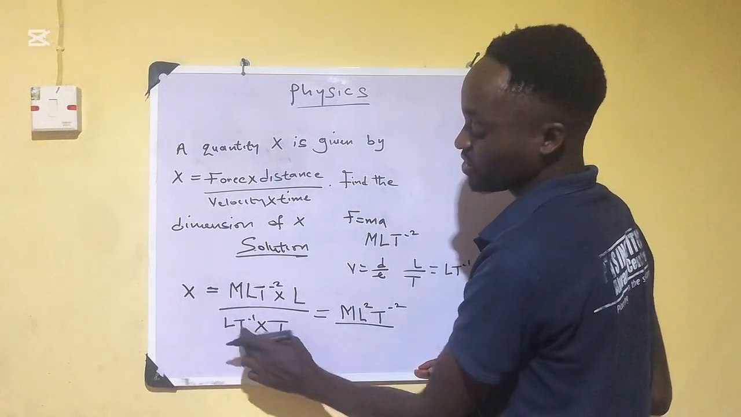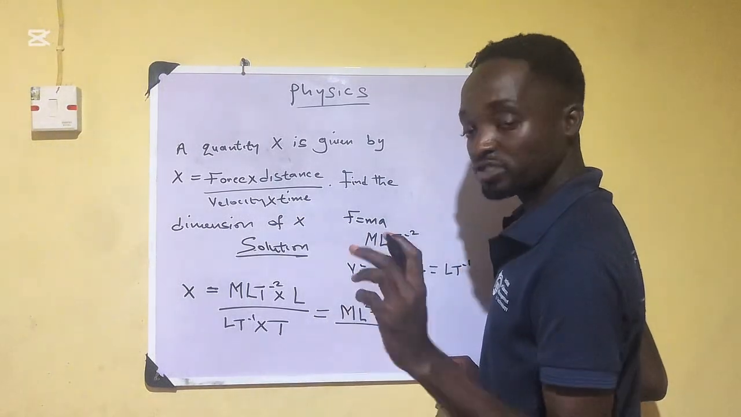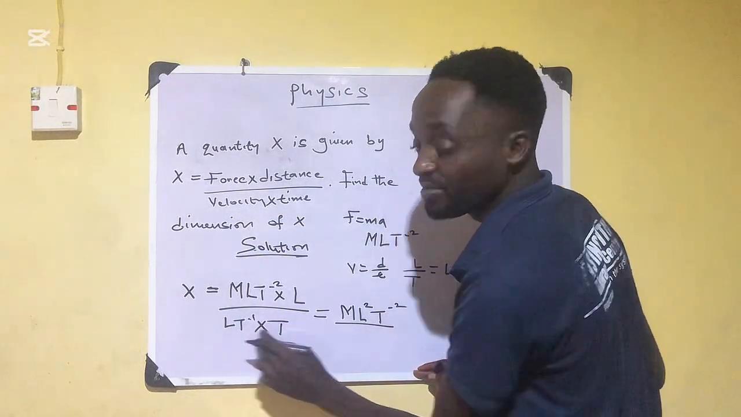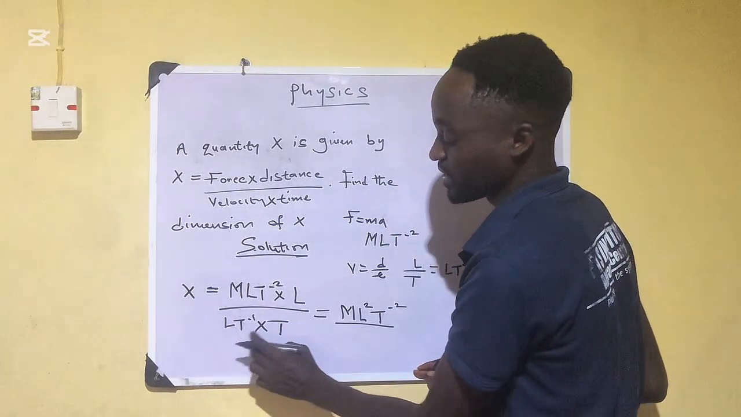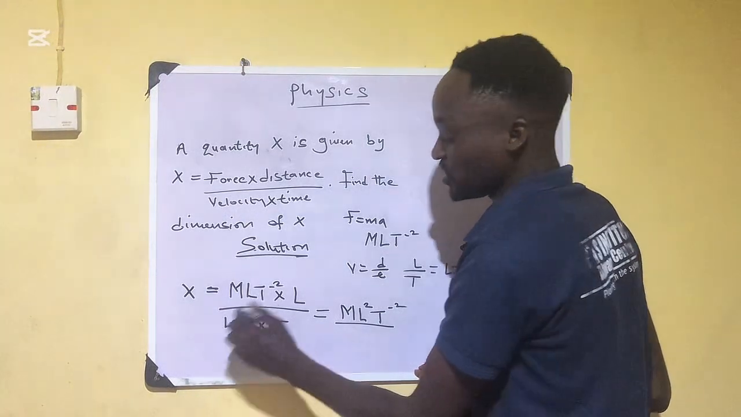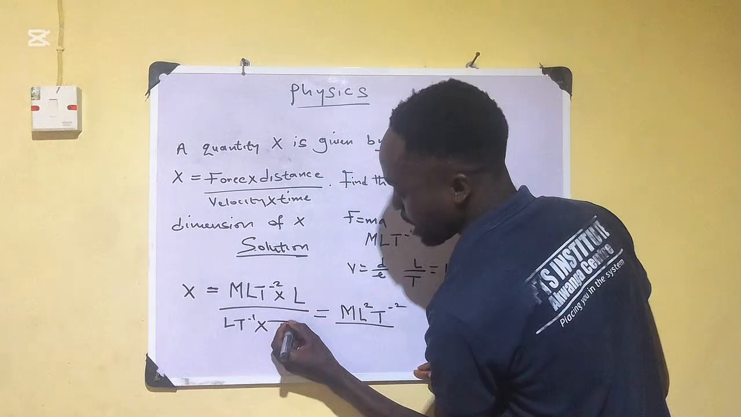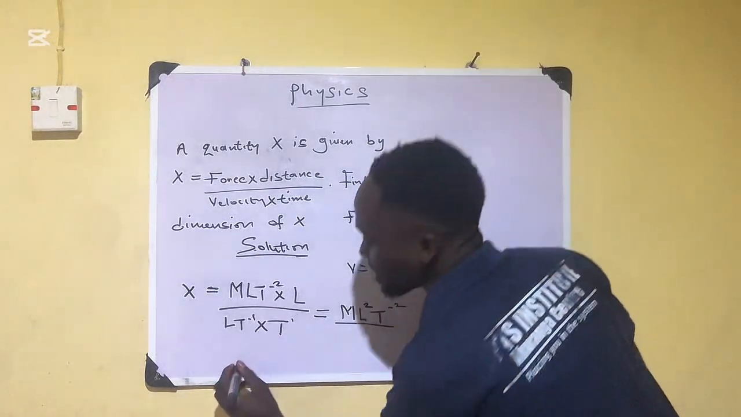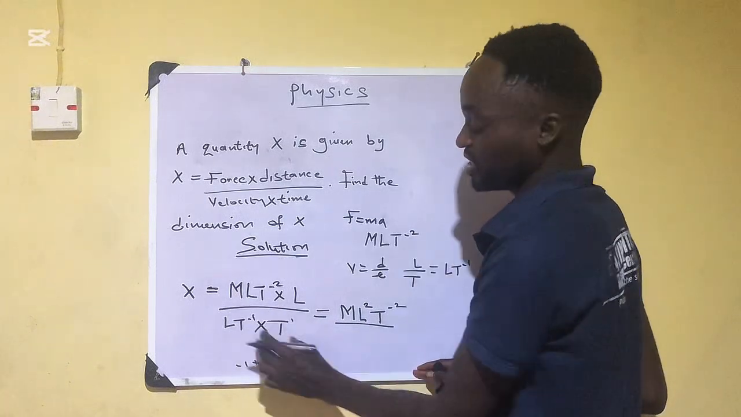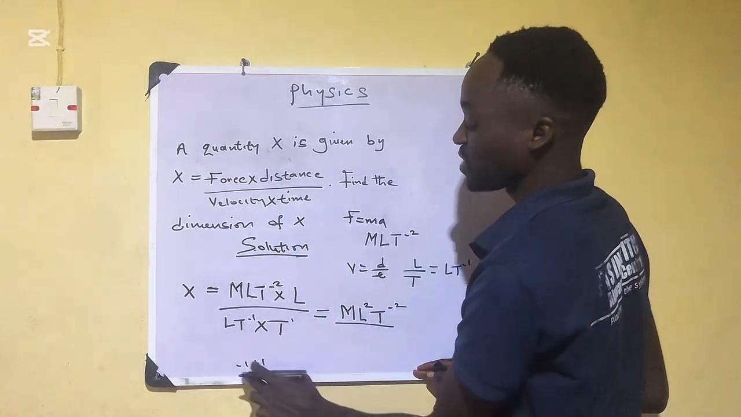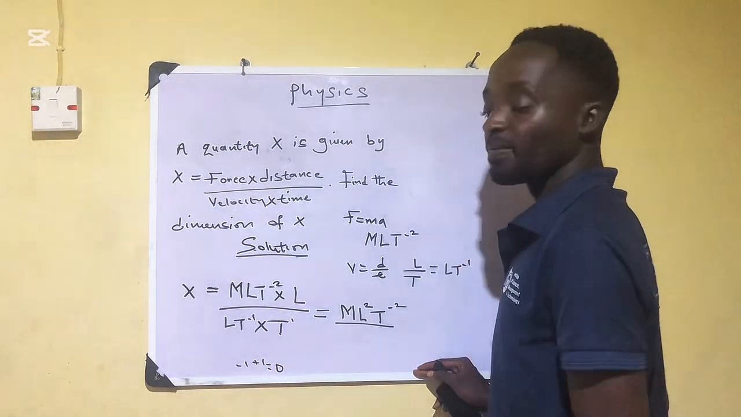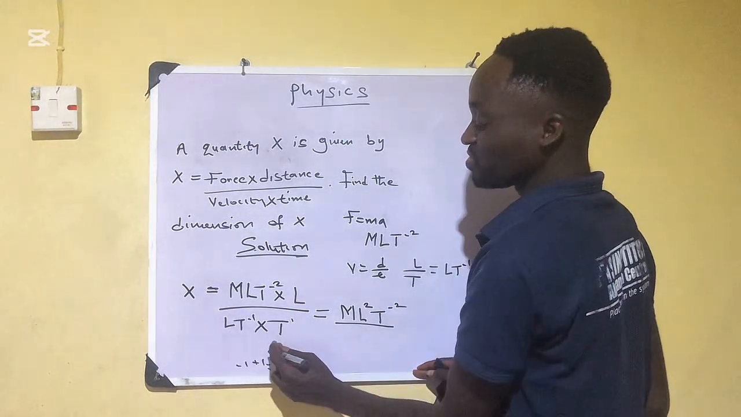So these two are going to multiply each other. But according to the laws of indices, if you have the same base raised to powers, what you do is you add the powers. Remember, this T is like the power of 1. So you are adding these powers together. If I have minus 1 plus 1, that is going to give me 0. So that means T is going to become T to the power of 0.